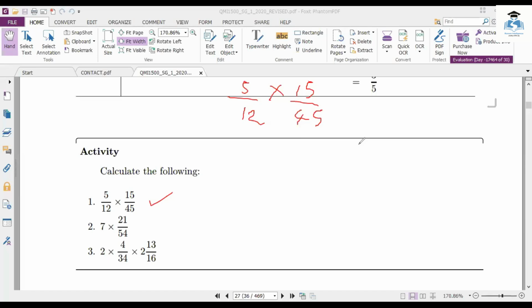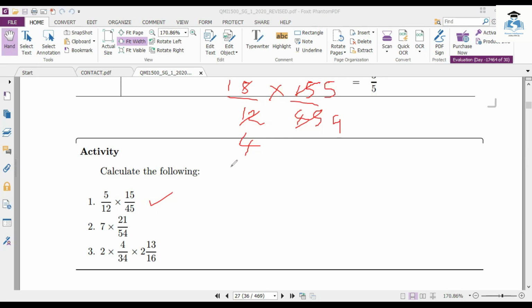Okay. We are starting by reducing. 5 into 5 goes once, and into 45 goes 9 times. And then now we're looking at 12 and 15, which is 3 into 12 goes 4 times, and then 3 into 15 goes 5 times.